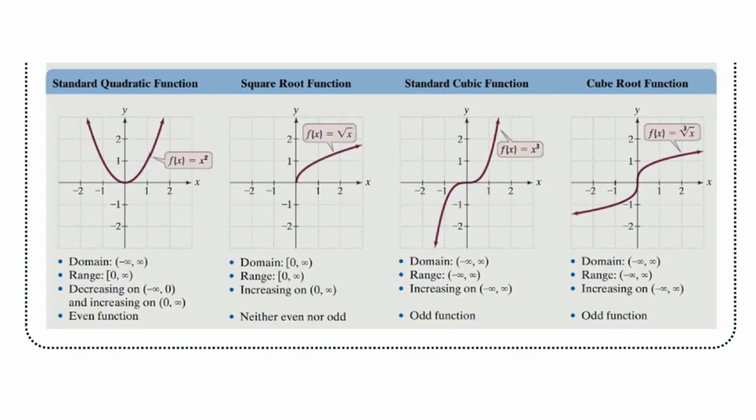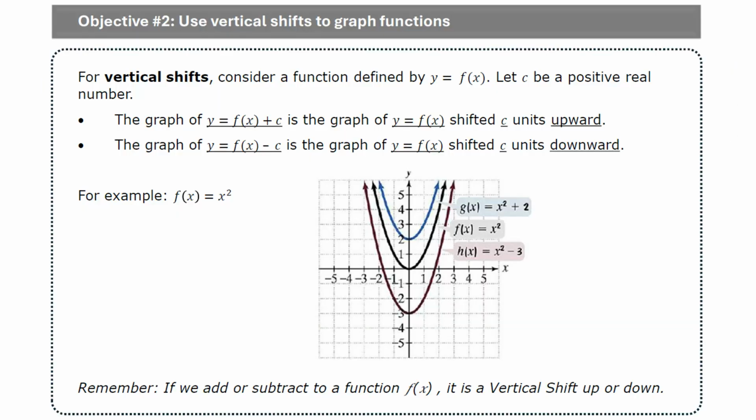Objective 2, use vertical shifts to graph functions. So for vertical shifts, we need to consider a function y equals f of x, one of those 7 functions we just looked at, and let c be a positive real number. If the graph represents y equals f of x plus c, then we would say that the graph of f of x is being shifted c units upward. If the graph is representative of y equals f of x minus c, then we say the graph of f of x is being shifted c units downward.